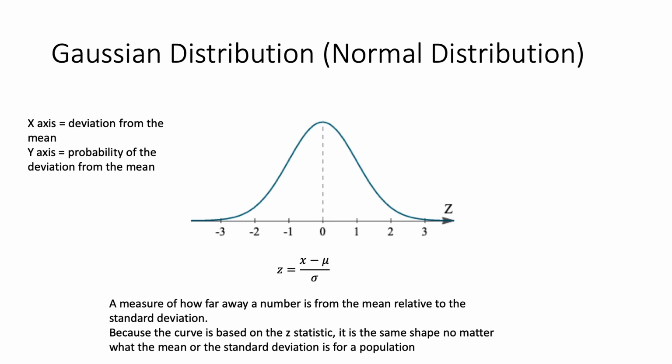So this number z is calculated by subtracting your number from the mean and dividing by the standard deviation. So it's just essentially the number of standard deviations away from the mean your measurement is.